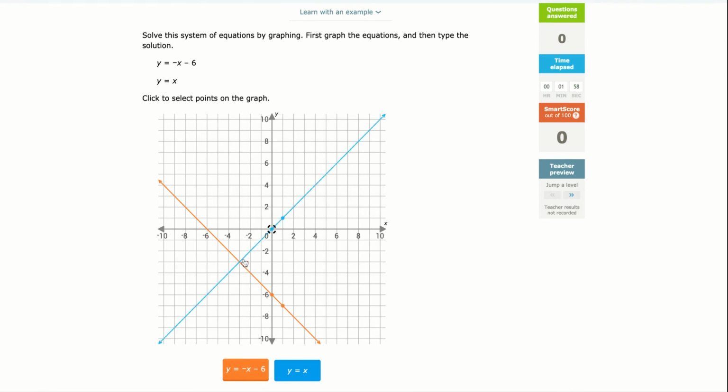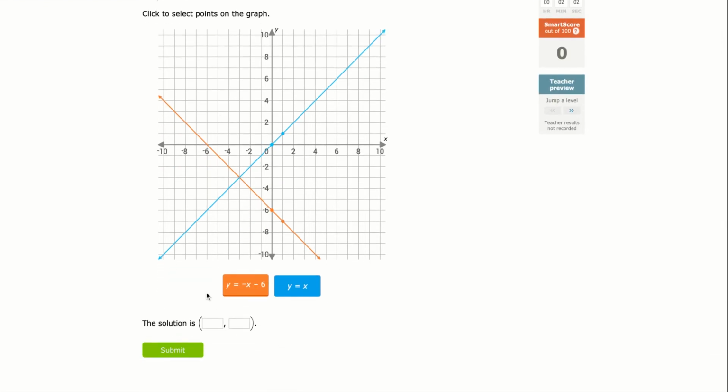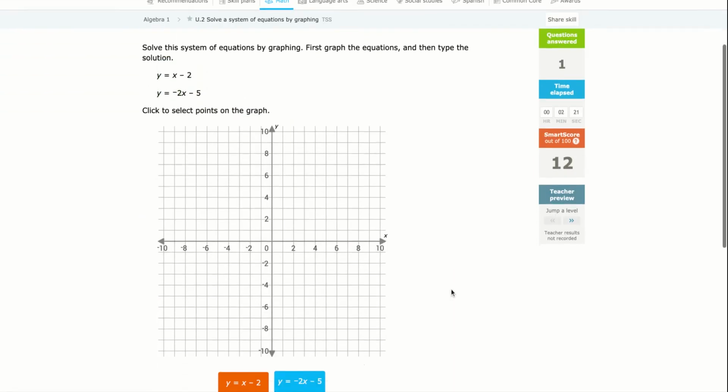And then what you do is you look to see where the blue line and the orange line cross, and you write that point in here. Make sure you always give the x value first. The x value is -3. The y value second. The y value for where those two lines cross is also -3. And so you type in -3, -3, and hit submit.